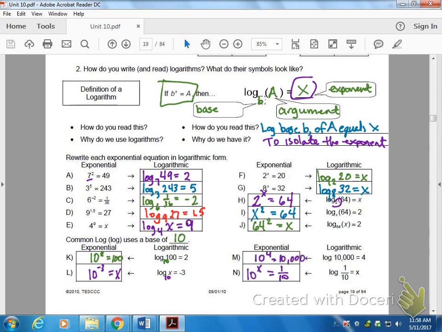All right, so take a look at your M and N. M becomes 10 raised to the 4th power to equal 10,000, and N is 10 to the x power, which would equal the 1/10. All right, I want you to bring this to your notes to class, and we will look at these and do some problems when you get to class.